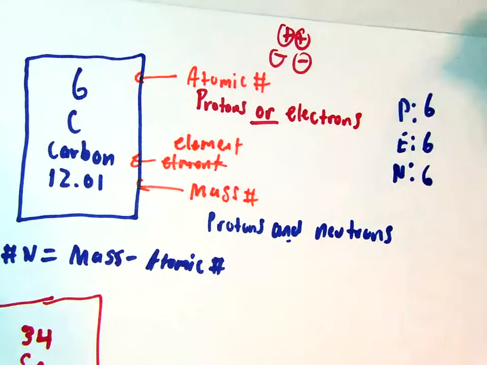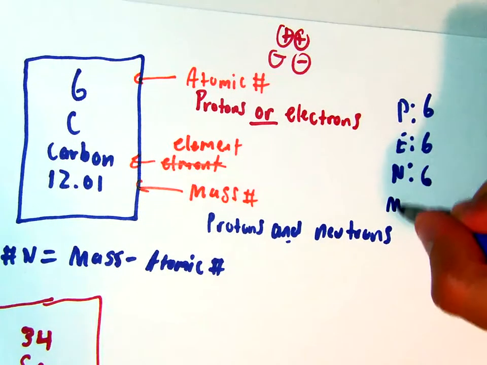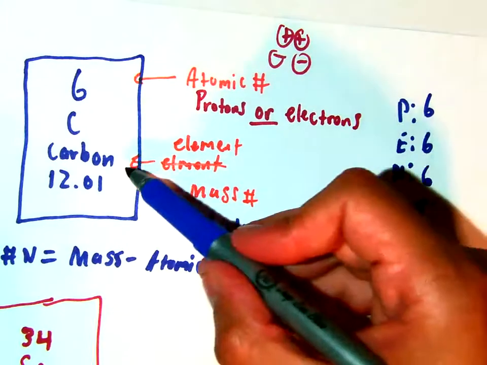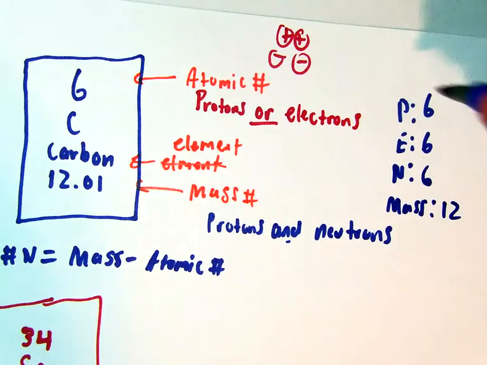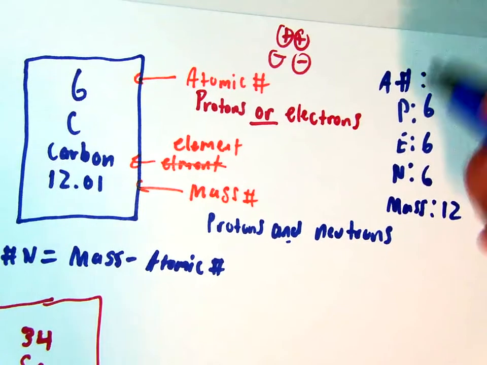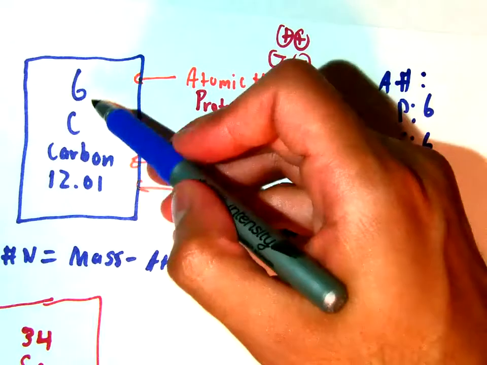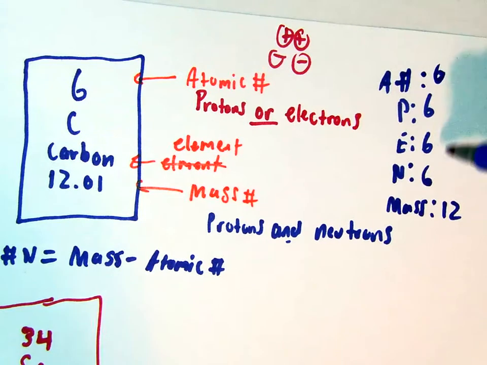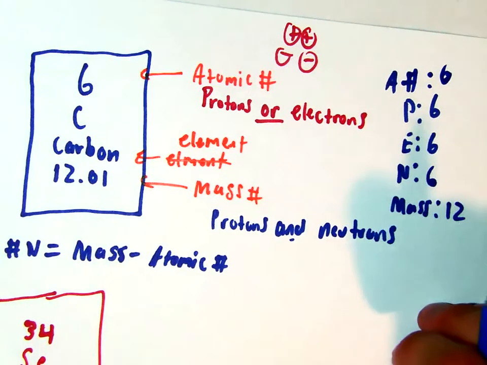Okay, we can also include mass. My mass would be 12, right? My bottom number. And my atomic number in this case is always equal to the top, which would be 6, okay? So these are all the same, but that's not always the case. Let's look at another example.